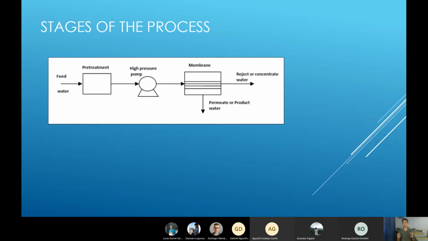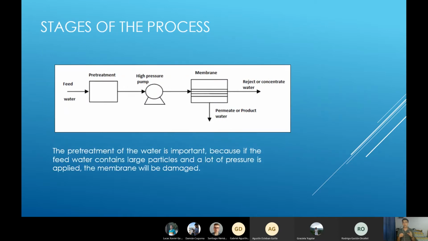Okay, the stages of the process. In this picture, we can find the three main stages of the water purification system by means of reverse osmosis. The first is the pre-treatment. The pre-treatment is very important because if the feed water contains large particles and a lot of pressure is applied, the membrane will be damaged. Next, we can find the high pressure pump. This pump gives the necessary pressure for the reverse osmosis process to happen. And last, we can see the membrane. The membrane is where the reverse osmosis process takes place.